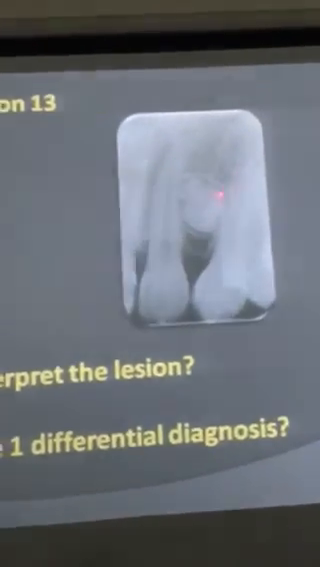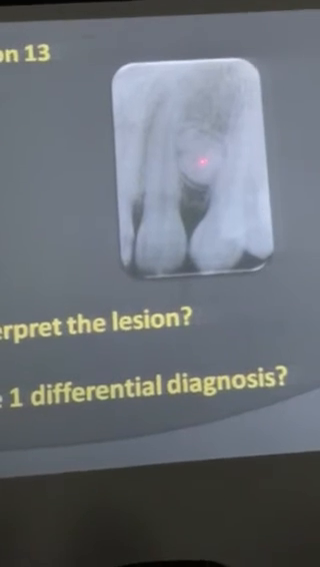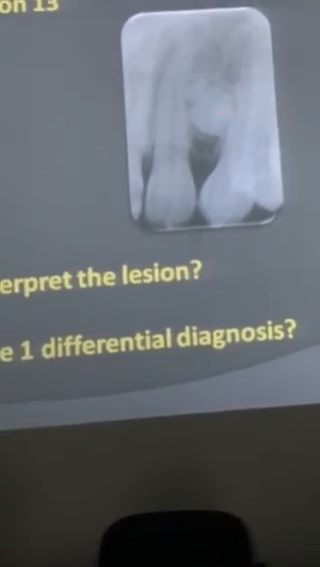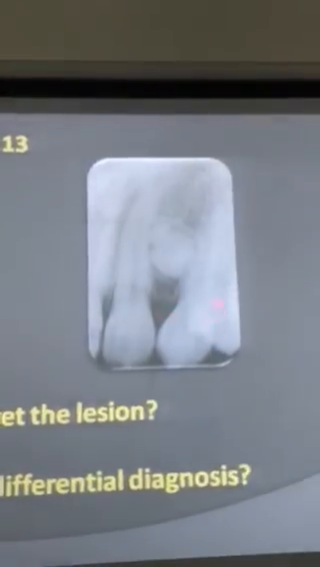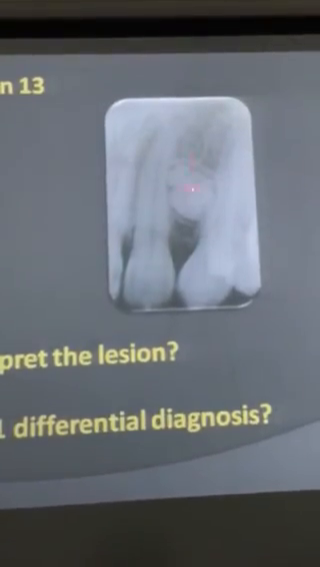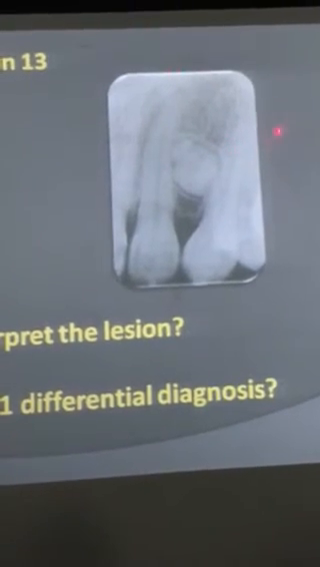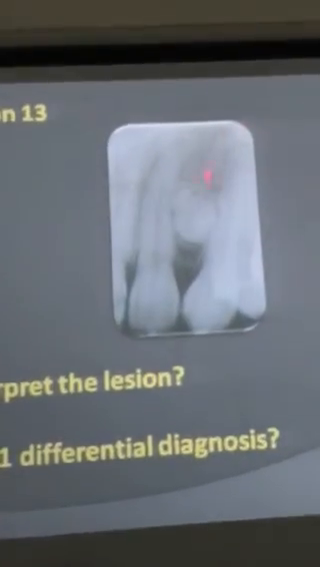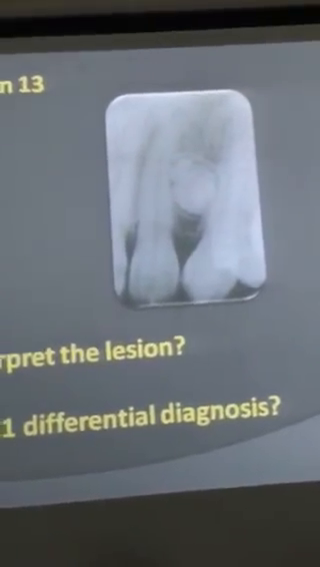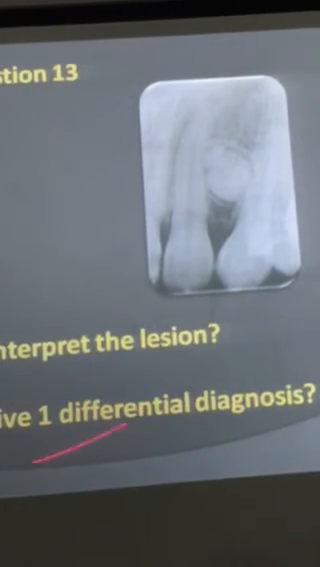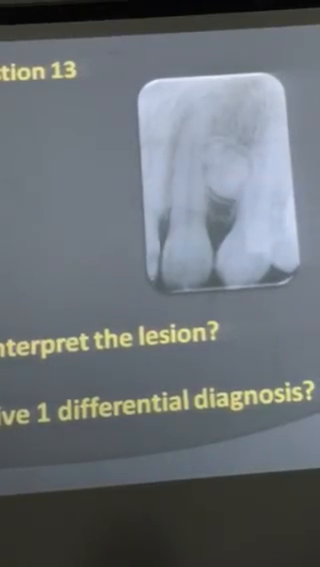Interpret the lesion. Interradicular, round, radiopaque, around 1 cm, less than 0.5 centimeter or 1 centimeter, well defined, well corticated, surrounded by a radiolucency, which is again surrounded by a radiopacity. Effect here is displacement of teeth. Extension is not required. Give one differential diagnosis: odontome complex.